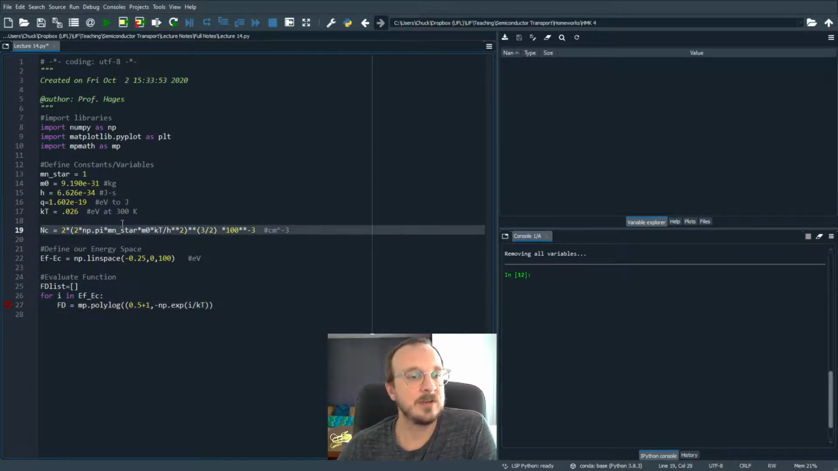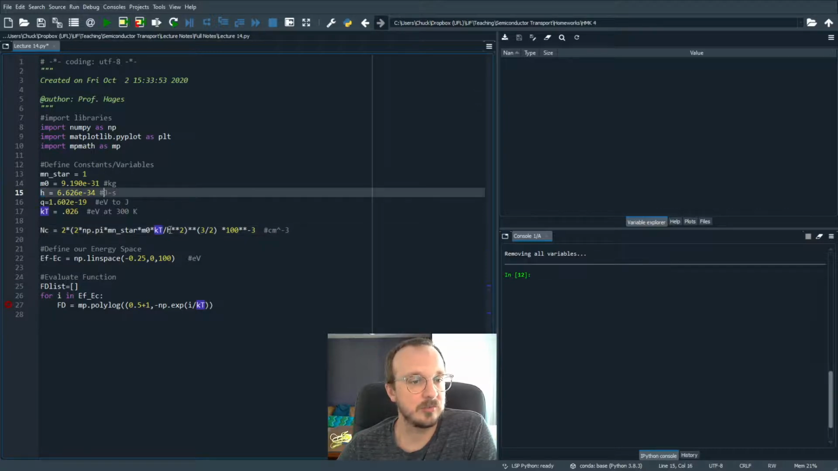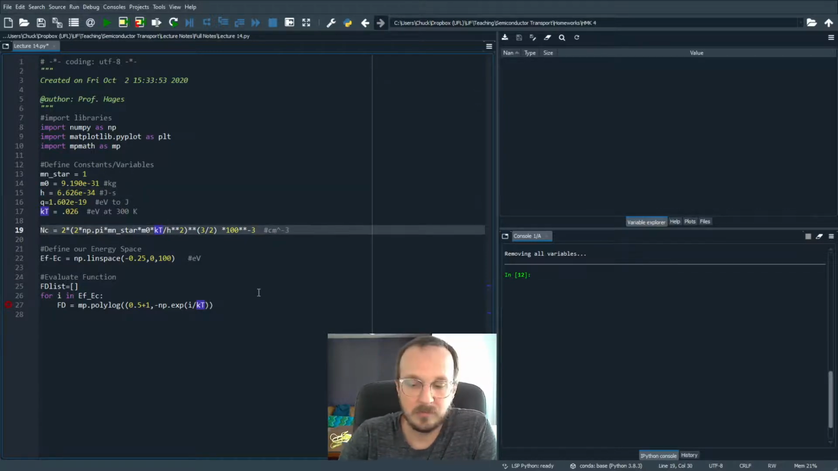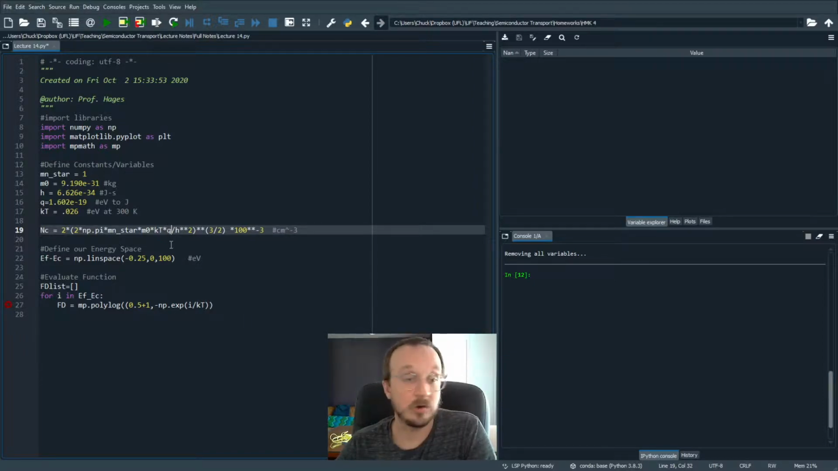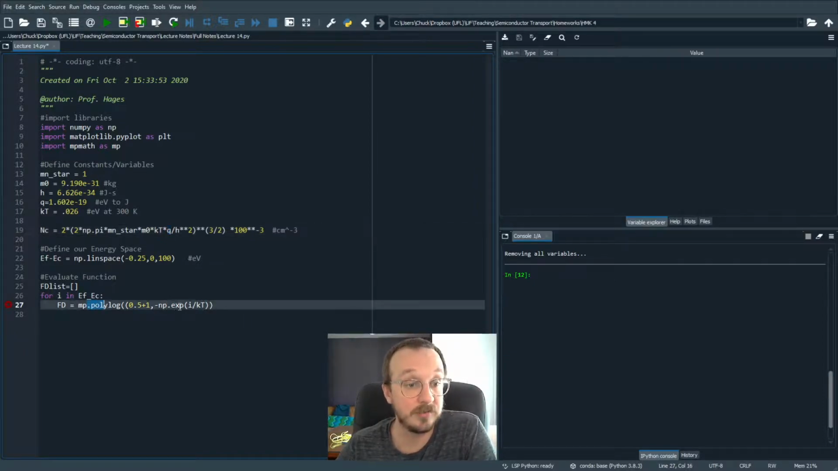That reminds me we need to go up here because KT is in units of eV, and Planck's constant is in units of joules. So we need to multiply this by Q to convert it to eV, or to convert it to joules. But in here, both of these, I and KT, are in eV, so everything's fine. And this is going to give us a polylog, okay?